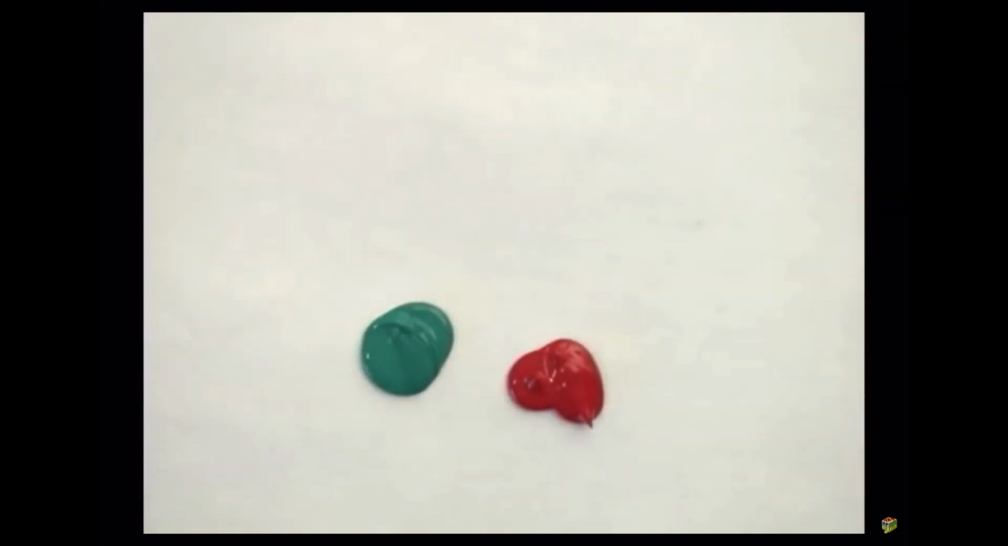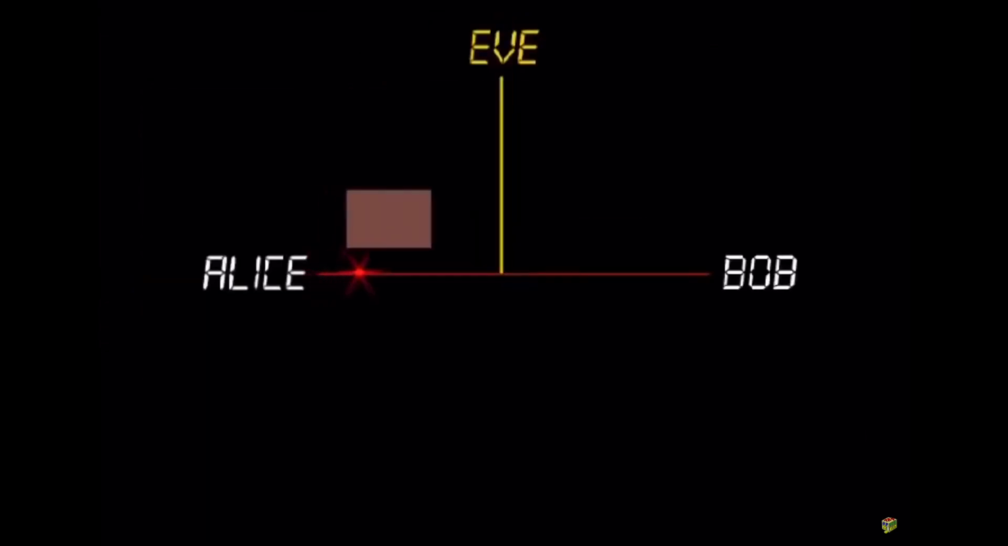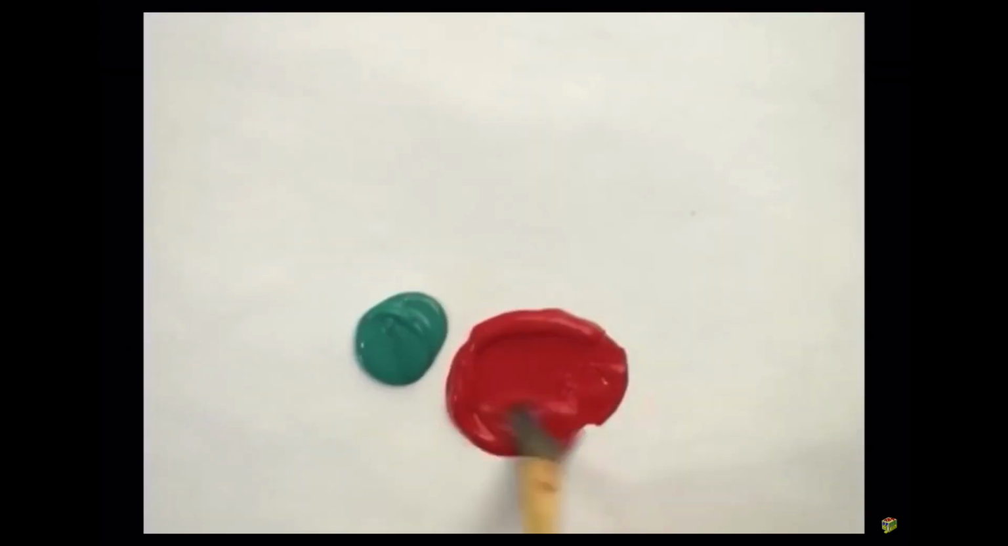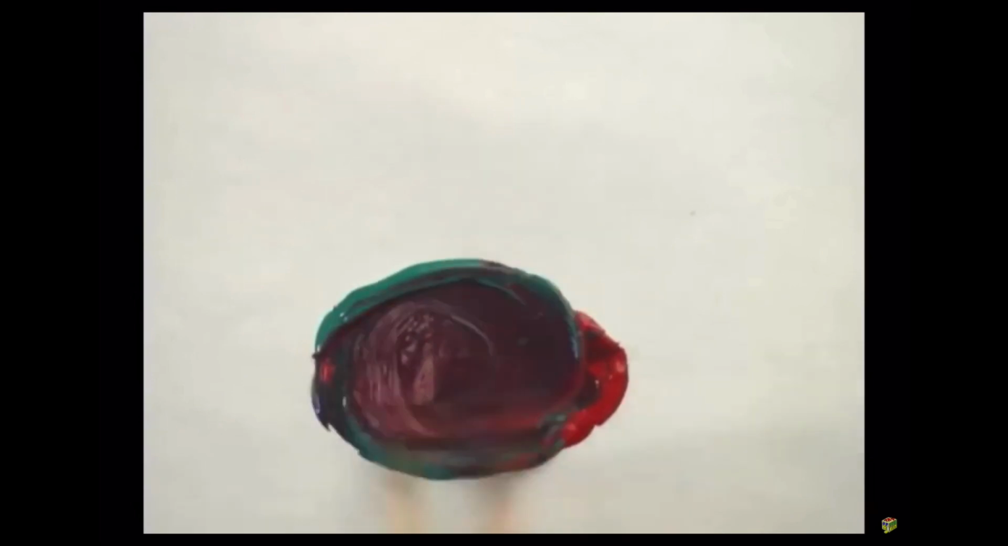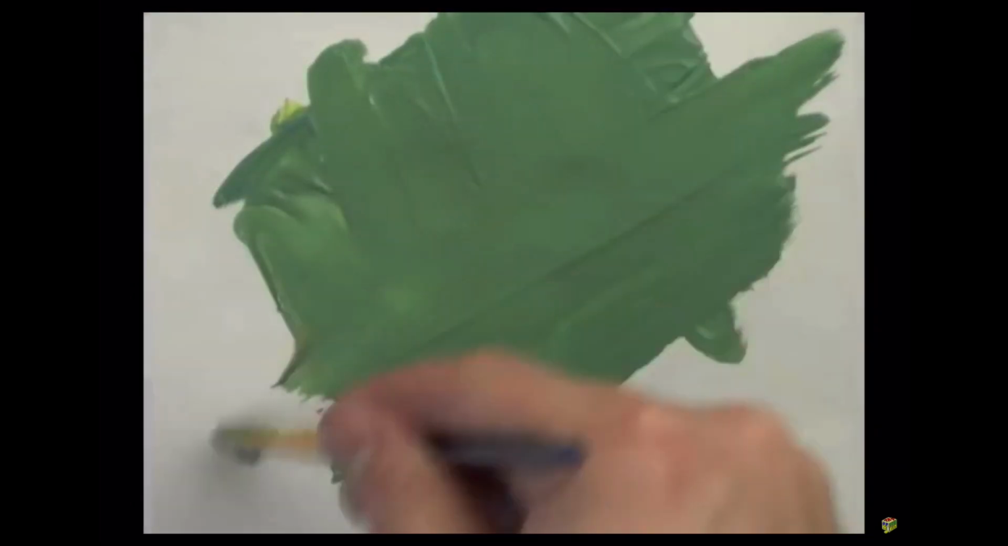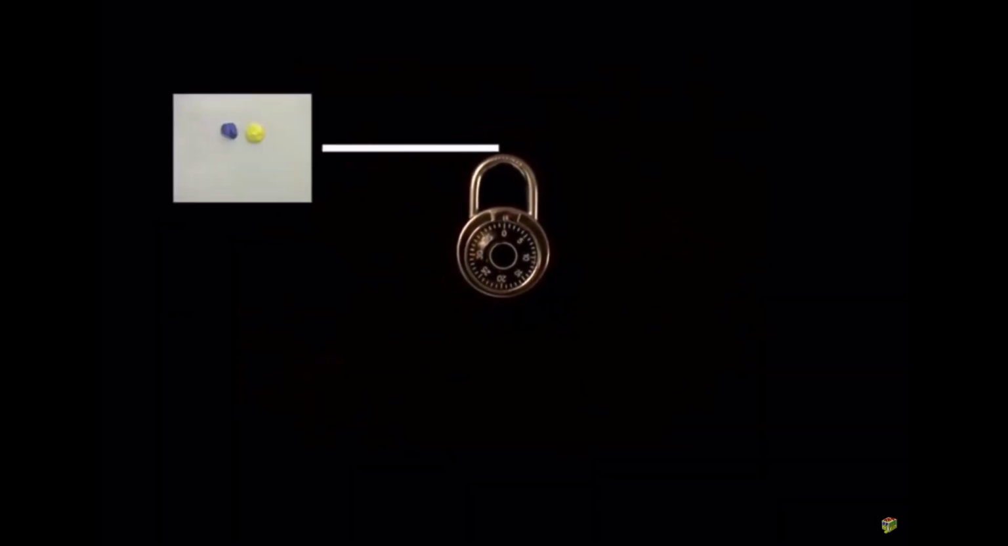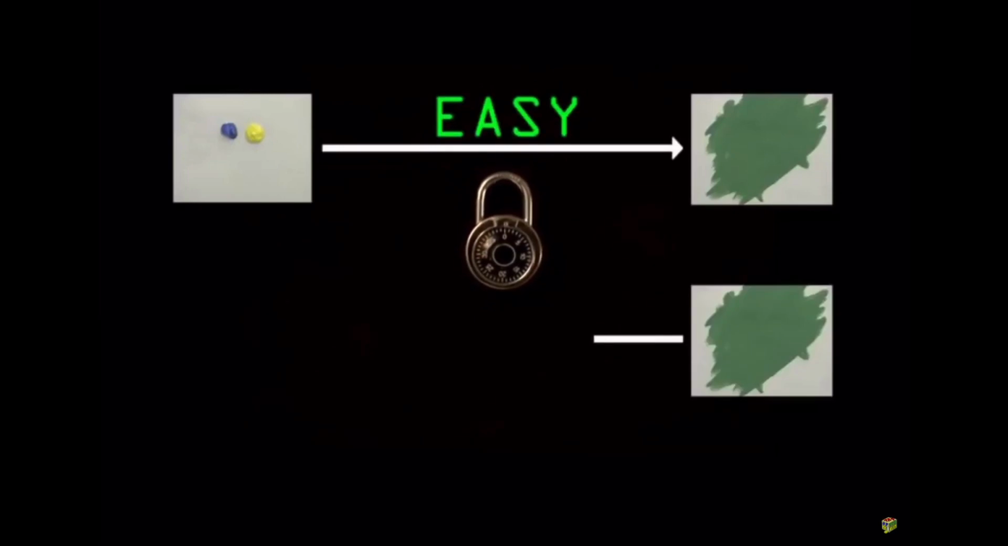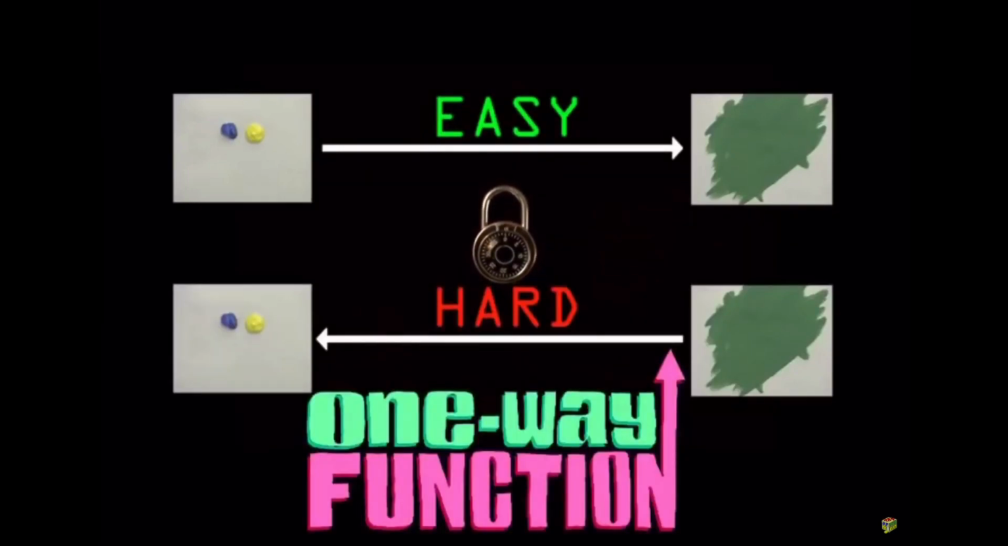First, let's explore how this trick is done using colors. How could Alice and Bob agree on a secret color without Eve finding it out? The trick is based on two facts. One, it's easy to mix two colors together to make a third color. And two, given a mixed color, it's hard to reverse it in order to find the exact original colors. This is the basis for a lock. Easy in one direction, hard in the reverse direction. This is known as a one-way function.